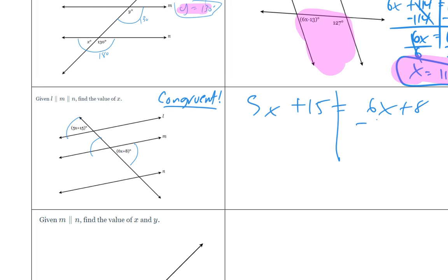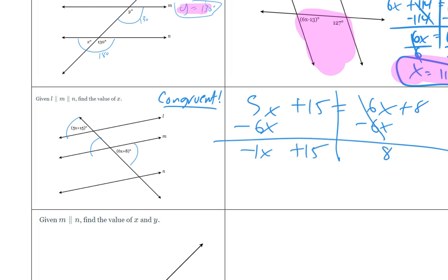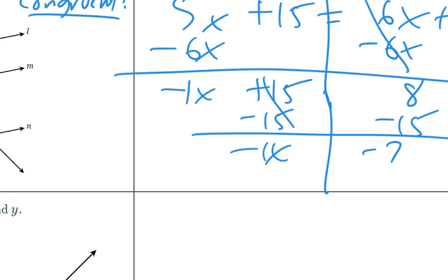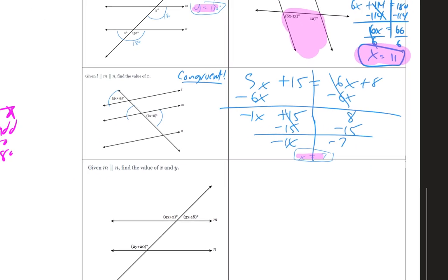Okay, so now let's just solve. We're going to subtract 6x, subtract 6x. Okay, that's going to be negative 1x, right? Because the negative is larger. We're going to bring down the positive 15 equals, that cancels, and we have 8. Right, so we're going to subtract 15, cancels, negative 1x equals 8 minus 15 gives us negative 7. Okay, so now we want the opposite of both sides. The opposite of negative 1x is just x, and the opposite of negative 7 is positive 7. So that's our answer, x equals 7.